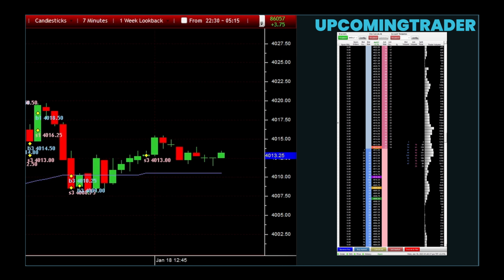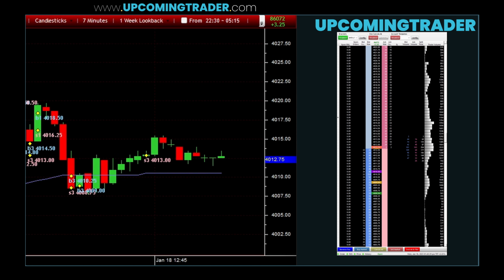Let us start with something called high volume nodes. These are the areas on the chart where a large amount of trading happened. Think of these as major support or resistance levels. These are the levels where traders are comfortable. If the price is hanging around a high volume area, it is because buyers and sellers find it fair.